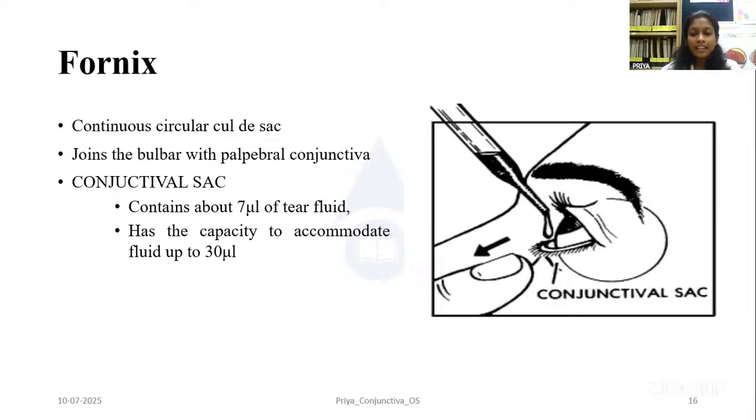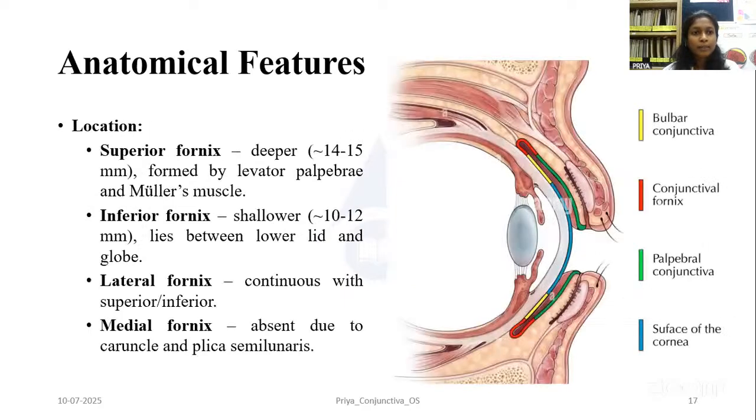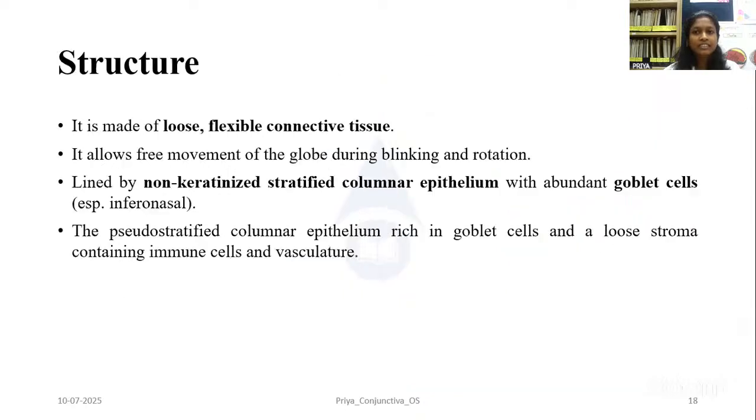The conjunctival sac contains about 7 μl of tear fluid and has the capacity to accommodate fluid up to 30 μl. Anatomical features. Superior fornix: deeper, 14 to 15 mm, formed by the elevator palpebrae and annulus muscles. Inferior fornix: shallow, 10 to 12 mm, lies between the lower lid and the globe. Lateral fornix continues with the superior and inferior. Medial fornix is absent due to the caruncle and plica semilunaris.